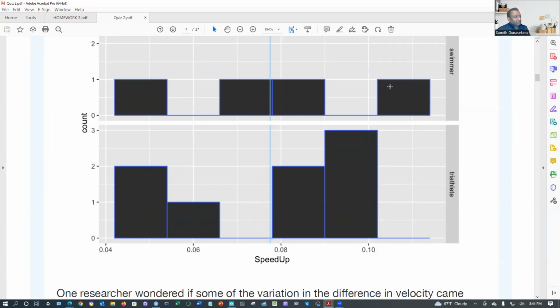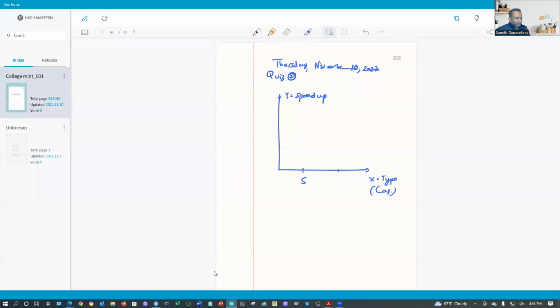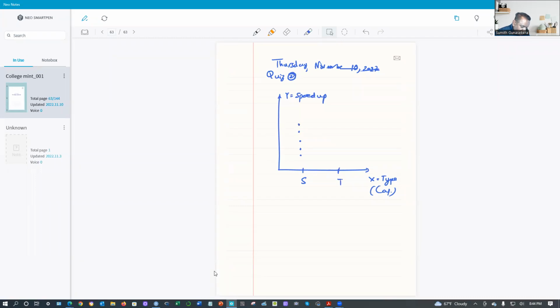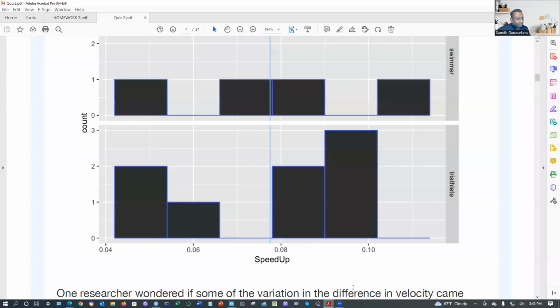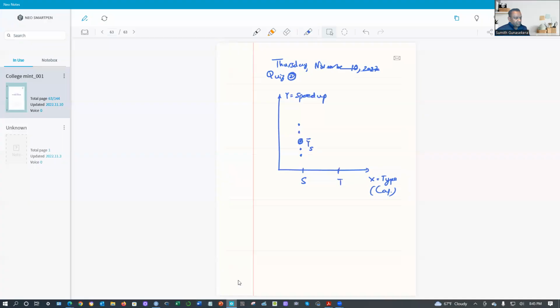Let's say that we have 1, 2, 3, 4. So here is my average. I'm going to call this one Y bar for the swimmers. Two above, two below. Here, how many? Three below, five above.